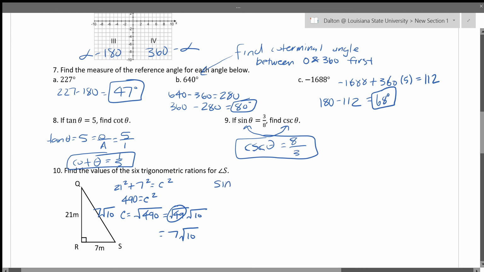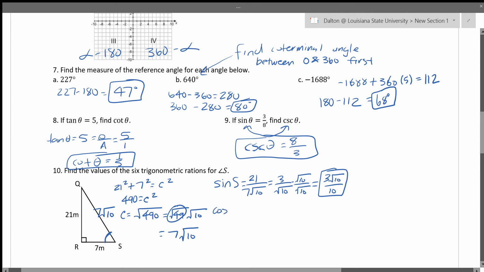So we're going to do the sine of S first. Sine is opposite over hypotenuse. So this is our reference angle, the angle S. You can put theta there if you want. Opposite of angle S is 21. Hypotenuse is 7 square roots of 10. Okay, 2 things. 21 over 7 can reduce to 3. And then we've got 3 over the square root of 10. Now, we cannot have a radical in the denominator, so we need to go ahead and rationalize this by multiplying by the square root of 10 over the square root of 10. And then when we multiply straight across, we get 3 square roots of 10 over 10. So that's the sine of S.